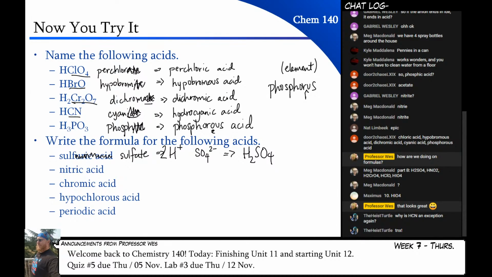Let's do the same thing down here. So I've got nitric acid. I'm going to get rid of the ic acid. Ic acid is the replacement for ate. So I have to look up nitrate. That's this. If I give it an H+, I would then get HNO3. That's nitric acid.